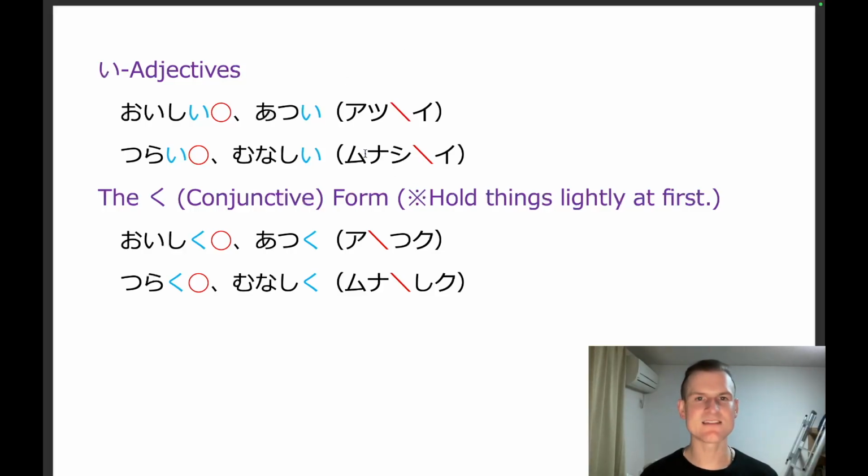Notice that the accent here moves over to the left, so atsui becomes atsuku. In atsui, tsu has the highest pitch in the word, but in atsuku, a has the highest pitch in the word. This is very, very common in the ku form.